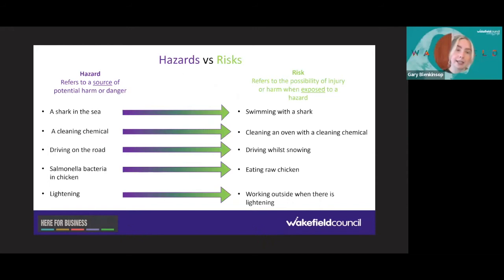Driving on the road is the hazard, but the risk only comes in when you're driving while snowing, for example, or in any poor weather. And it goes on and on. Obviously, salmonella bacteria in chicken, but the risk only comes in when you're eating that raw chicken. And same with lightning, bad weather again, the risk only is there when you're working outside where there might be lightning. So it's just giving you a little bit of context and a way to differentiate between where the hazard and the risk is, because obviously you can't eliminate all hazards from life, but you can control some risks.